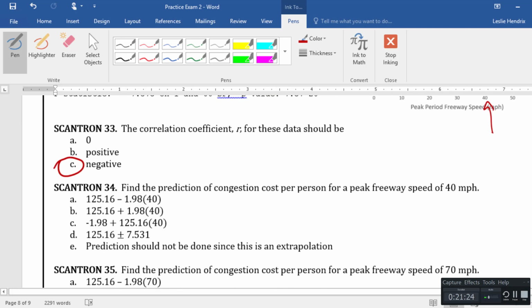And then we are asked to find a prediction of congestion cost per person for a peak freeway speed of 70 miles an hour.